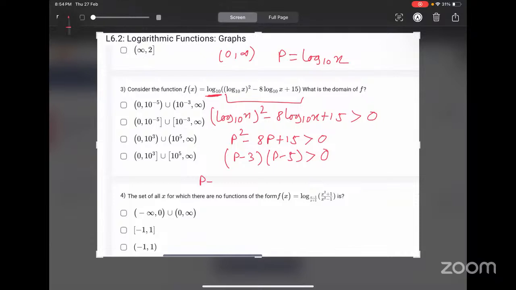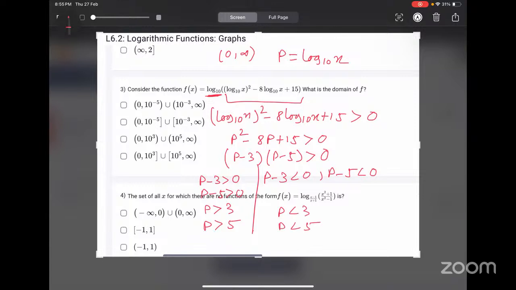That means p minus 3 greater than 0 and p minus 5 greater than 0, or p minus 3 less than 0 and p minus 5 less than 0, right? So here we will get p greater than 3, p greater than 5. Here we will get p less than 3, p less than 5. And as we know, we will take the stronger one, right? If p is greater than 5, then p will automatically be greater than 3. So we will take p greater than 5.